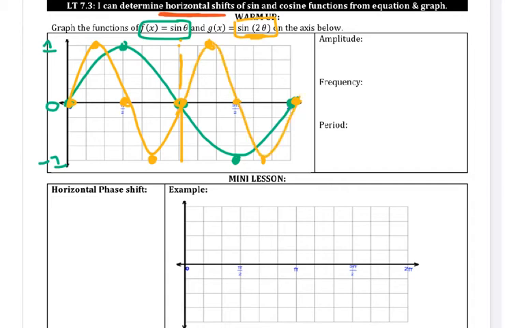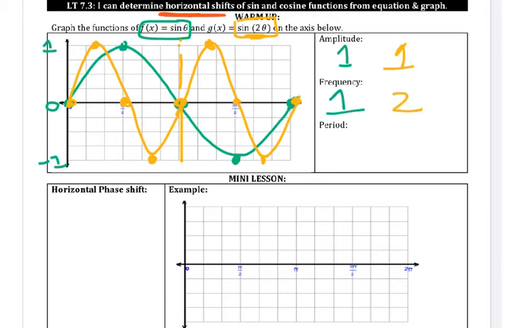Alright, so you see the difference between the green and the yellow. We see two cycles of sine within 0 to 2 pi, and for the green we see just one. So they both have an amplitude of 1. So we can say 1 and 1. Alright, the frequency is what's different. So this has a frequency of 1, and the other graph has a frequency of 2.